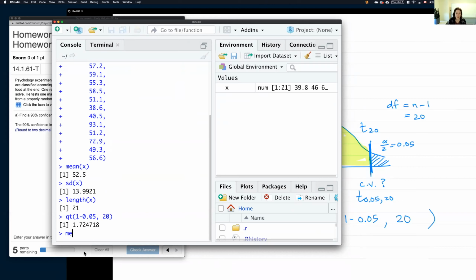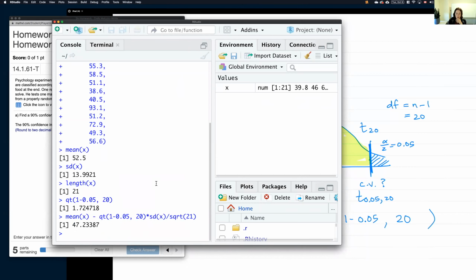So to get the lower bound, I do mean of x minus my critical value, which is qt of 1 minus 0.05, comma 20, which is my degrees of freedom, times my standard deviation, so sd of x, divided by the square root of n. In this case n is 21, so I can just plug that in. So there, that gives me the lower bound. It's telling me that it's 47.23.